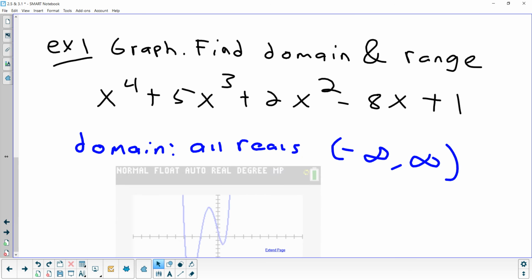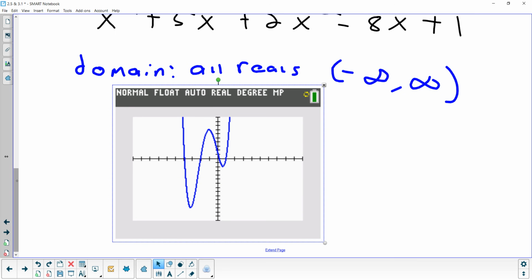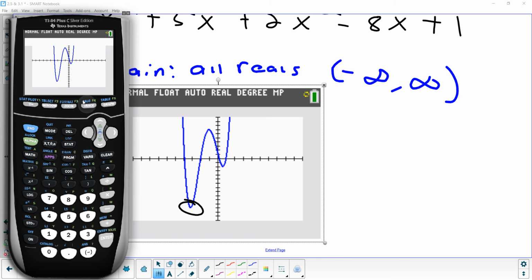All right, so when we look at this graph, does this graph go up forever or down forever? Which one? Jack? Up. Yeah, it goes up forever. Does it go down forever? No. If it doesn't go down forever, then that means it stops going down somewhere. It stops going down right there. We need to find that point. When I press second calc, which option here do you think is going to help me find that point? Yeah, minimum.